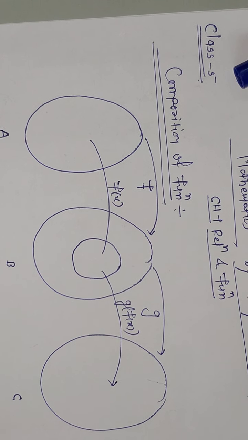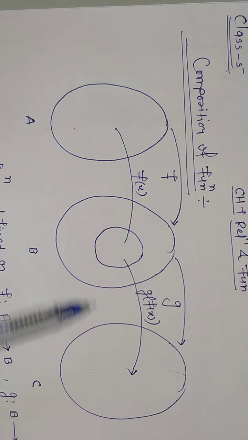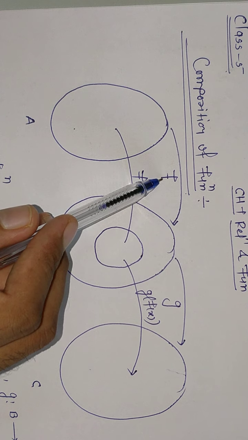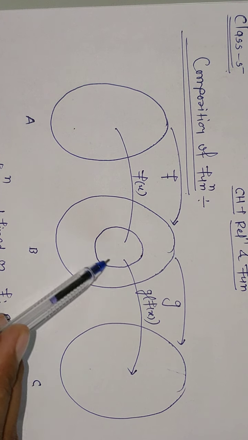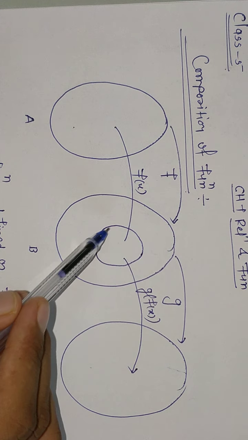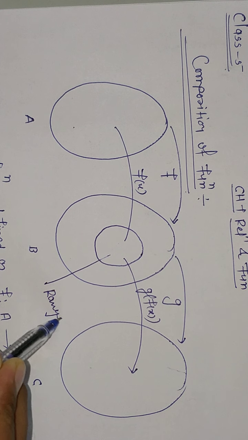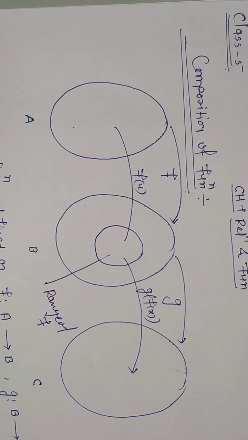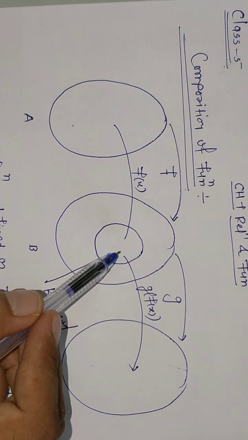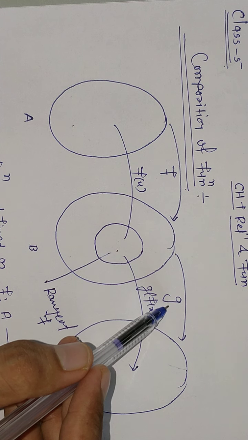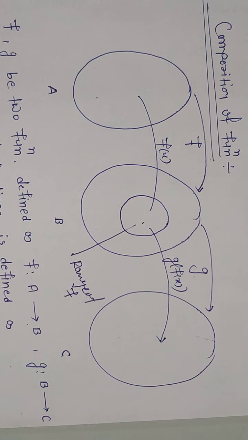Observe these figures. This represents the set A, this represents the set B, and this represents the set C. Now as A is the domain of f, we take some values from A as input, and we get f of x in codomain B. That particular set of images in the codomain we call the range of f. The range of f lies in codomain B. Now from this range of f, which lies in B, we take inputs and apply the other function g, and we get the outputs in codomain C. That's the particular idea of the composition.